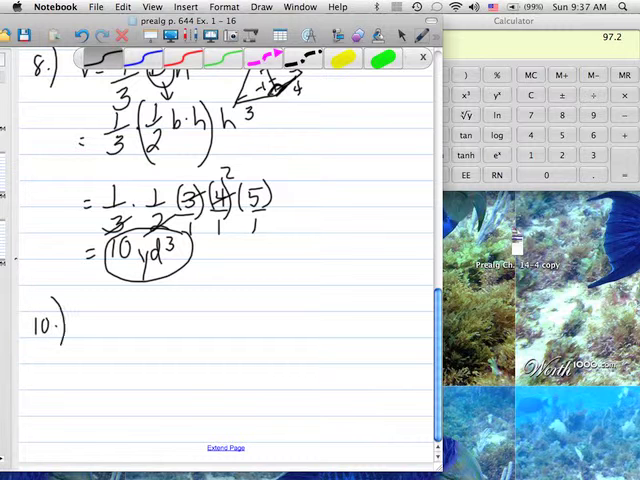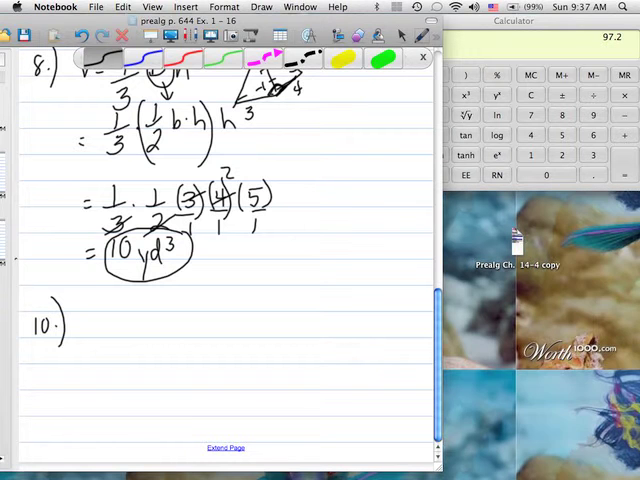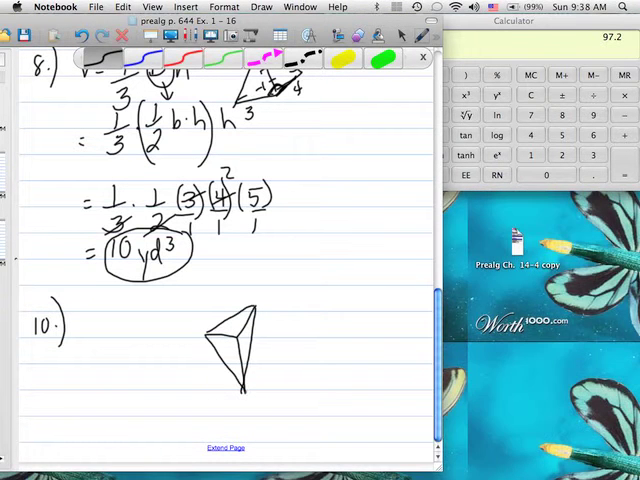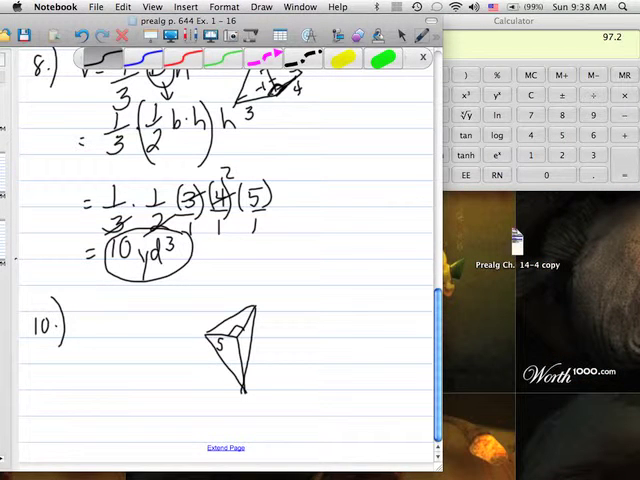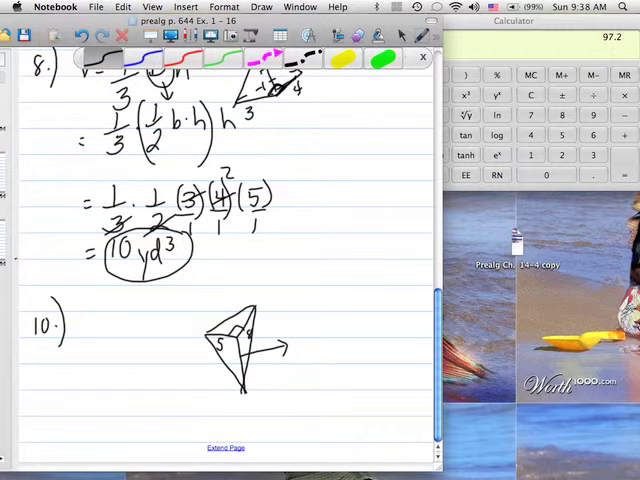Problem number 10, we have another pyramid. It's a triangle. And it's kind of like upside down. And the base is a triangle, so we have this. And the right angle is right here. So this is 5, and this is 8. And this side is the height, which is 9.